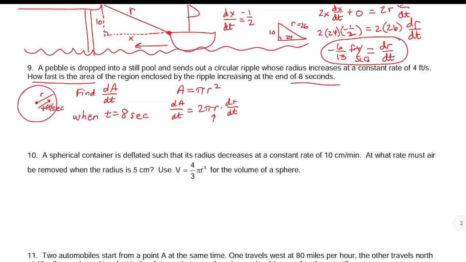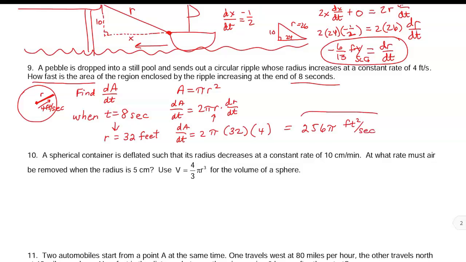So we have to think about how fast the radius is increasing, 4 feet per second, and it's doing that for 8 seconds. So after t equals 8, the radius will be at 32 feet. So I'm going to use that number for r. dA/dt equals 2 pi times 32 times 4. So that's 256 pi feet squared per second, because this is the area of the circle, so it's going to be a square unit.